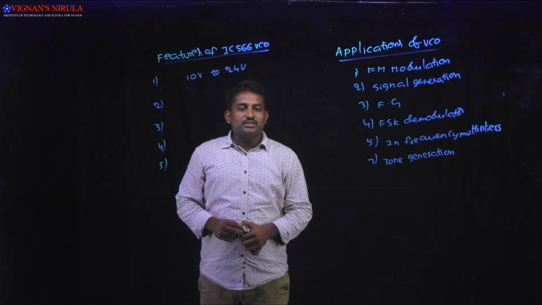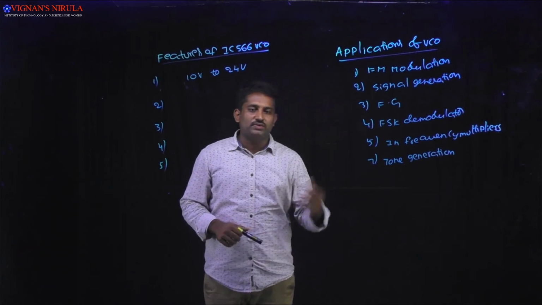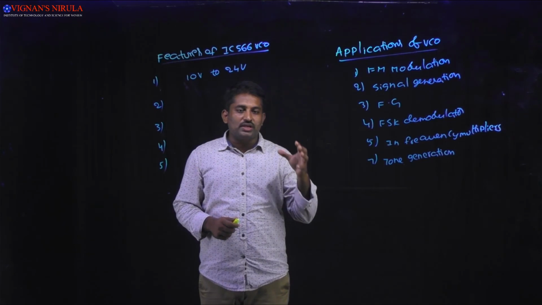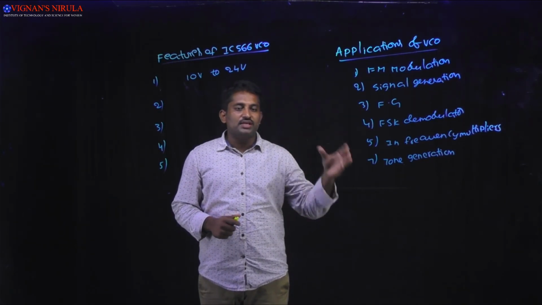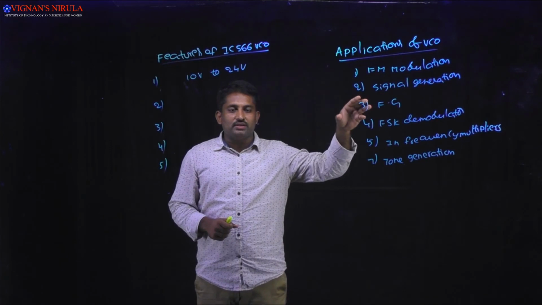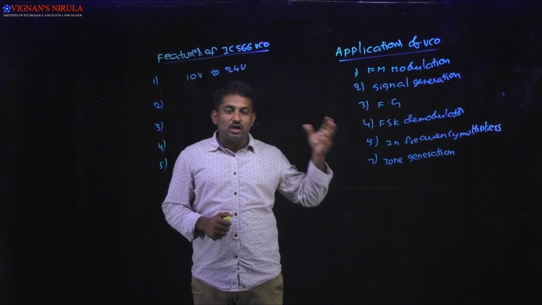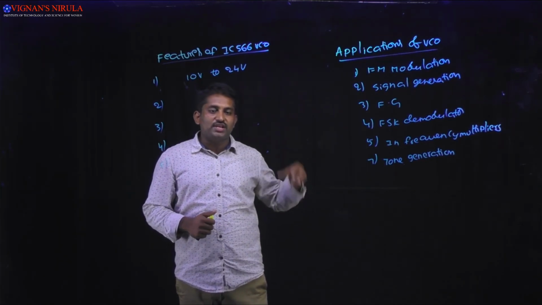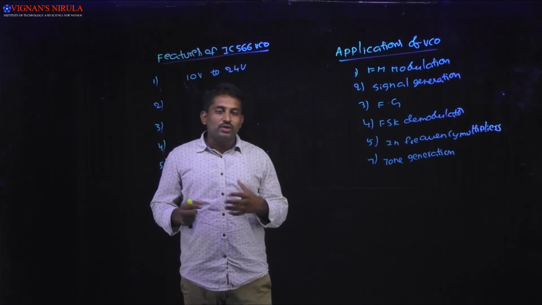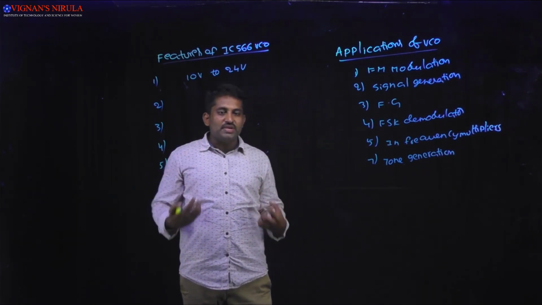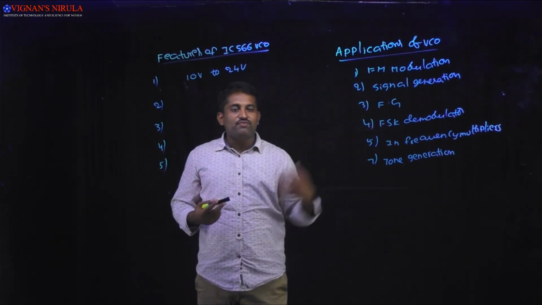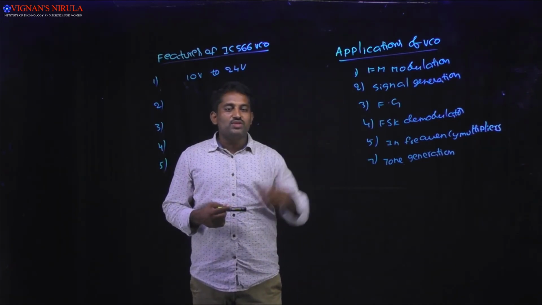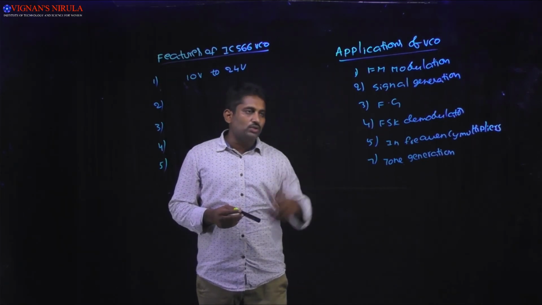Into the applications of VCO, one is FM modulation. So the VCO will be used to generate frequency modulated signals, and not only FM modulation generation, it is also used in digital communication. It will be used as an FSK demodulator. While you are going to reconstruct the original message signal by using the FSK demodulator technique, in that case also you are going to use the VCO, voltage controlled oscillator.